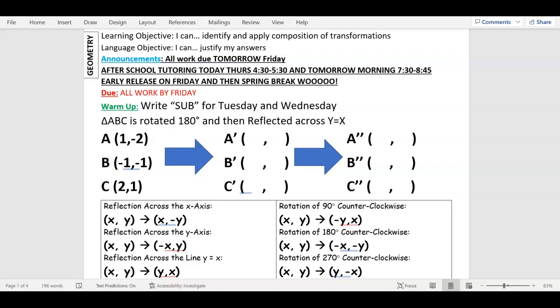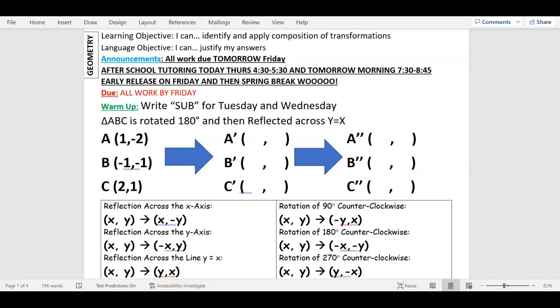is due tomorrow. I do have after school tutoring today, 4:30 to 5:30. Again, more than one person will probably be there, so I can only do what I can with the amount of people that are there. And tomorrow morning I'm here early. Early release is also tomorrow, and then spring break. Okay, end of the 9 weeks. So again, all work is due Friday. Make sure you write sub or no warm up for yesterday and Tuesday, Wednesday.